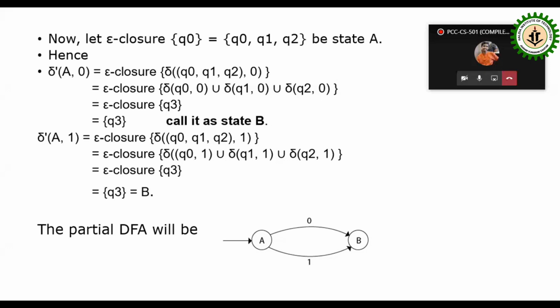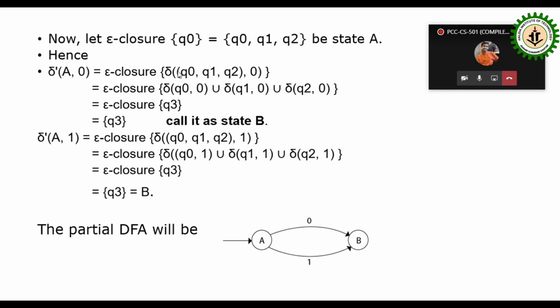Again, we are coming back to the move function. But here we are not directly using the move function. If you are moving those epsilon closure states, this is a move function: delta of Q0, Q1, Q2 for 0 input, and for 1 input. They are the move function actually, where we can move for 0 input and where we can move for 1 input.